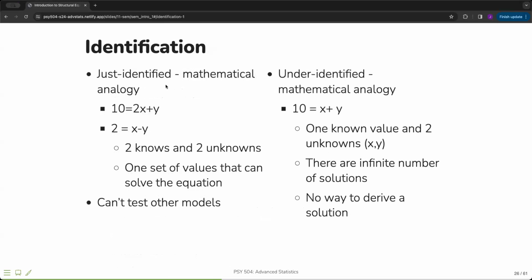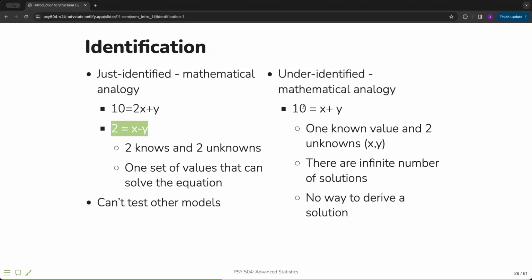So to make this a little bit more concrete, I like to use mathematical analogies. So let's take these two equations here, 10 equals 2x plus y and 2 equals x minus y. Here we have 2 knowns and 2 unknowns, right? So 10 and 2, and then x and y. There's only one set of values that can solve this equation, right? No other values are going to be able to solve this equation. So we can't test any other models because there's only 2 values that work here. This is an example of a just identified case.